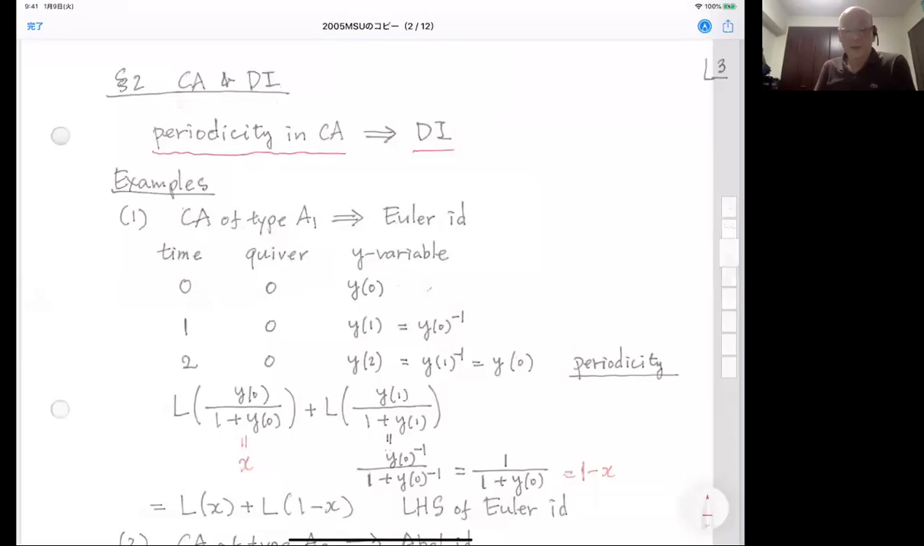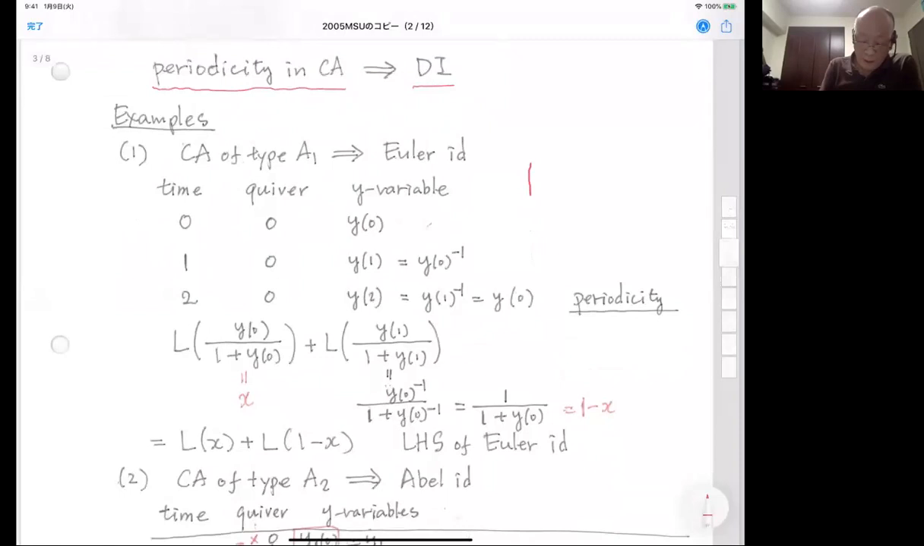So first, I explain the two things from the previous two examples. First, I consider the cluster algebra of type A1, and we show where our Euler identity comes from. We consider a kind of time development of what is called a Y-seed. A Y-seed is a combination of a quiver and Y-variables. So this is a single vertex. Since it looks like the Dynkin diagram of type A1, it is called cluster algebra of type A1. This is the initial Y-seed.